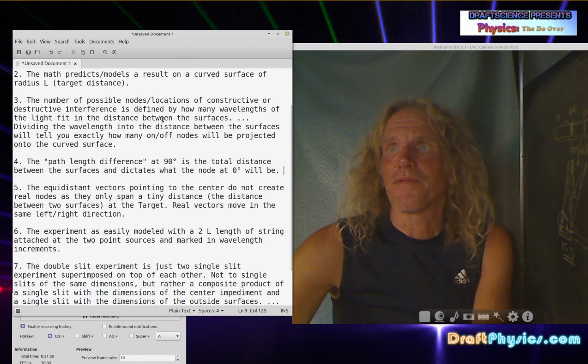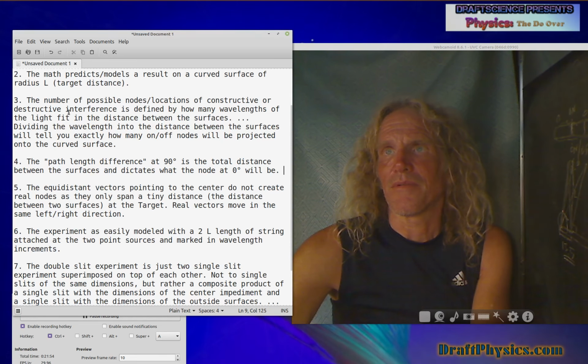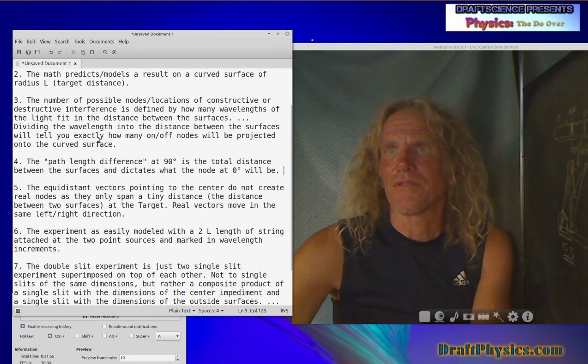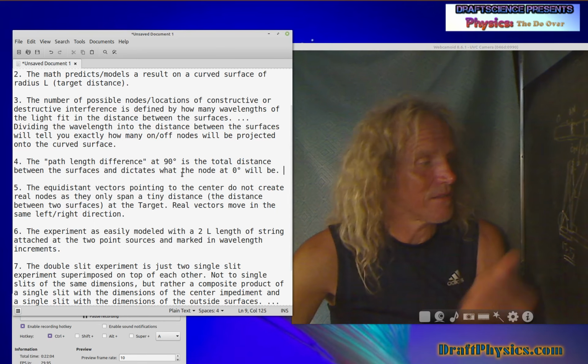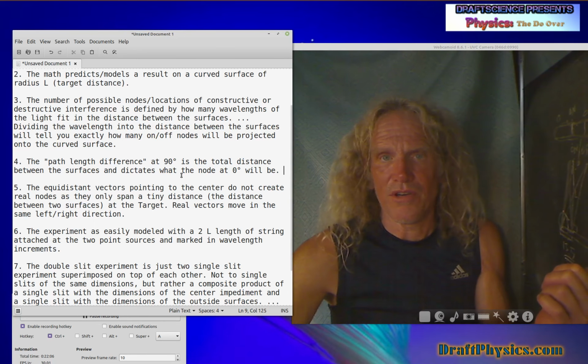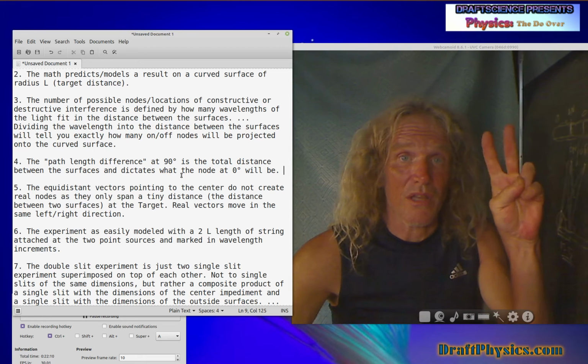All right, the number of the surfaces dividing the wavelength into the distance of the surface tells you exactly how many on-off nodes are projected onto the curved surface. So that one we already established. The path length difference at 90 degrees. So that's 90 degrees, you know it. Really easy. That's the easiest one to calculate.